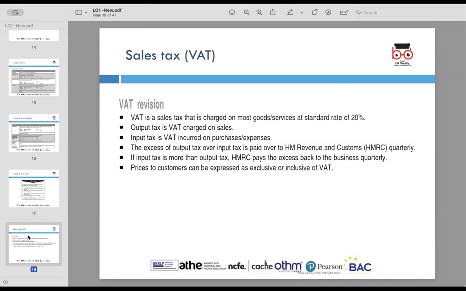Prices to customers. Prices can be quoted to customers either inclusive or exclusive of VAT. Inclusive pricing includes VAT in the total price, while exclusive pricing adds VAT on top of the quoted price.